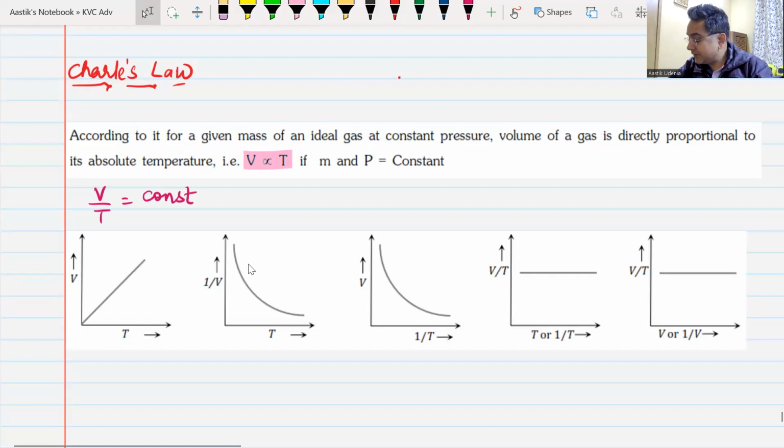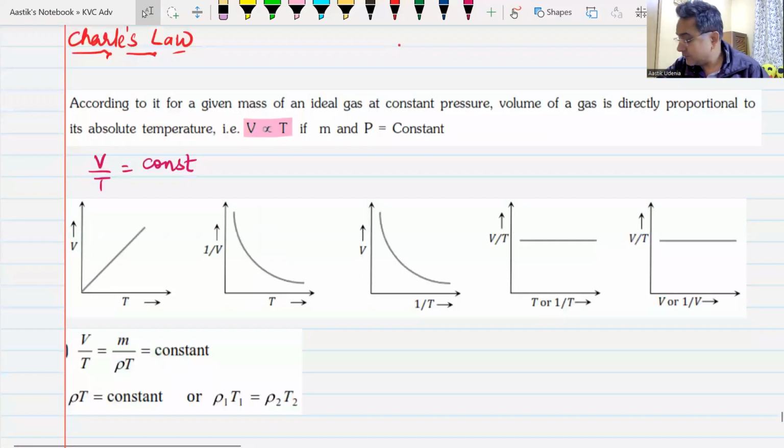You can write this in a different way in terms of density. In terms of density, you can write it as rho 1 into T1 will be equal to rho 2 into T2. I'll give you 2 minutes to note this down. And let's move ahead and do a couple of questions.